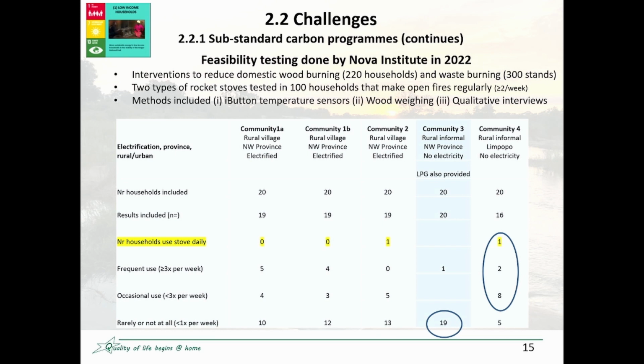You'll also see that in one community where there was no electricity, a rural community, there was some frequent and occasional use. But in another community, in this one group, we also introduced LPG technology. And in that particular instance, it was a no electricity community. 19 out of the 20 households never used the stove or hardly ever used the stoves.